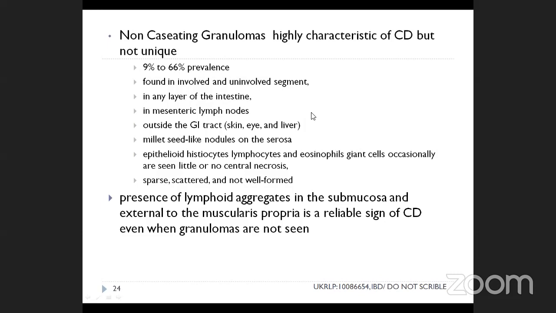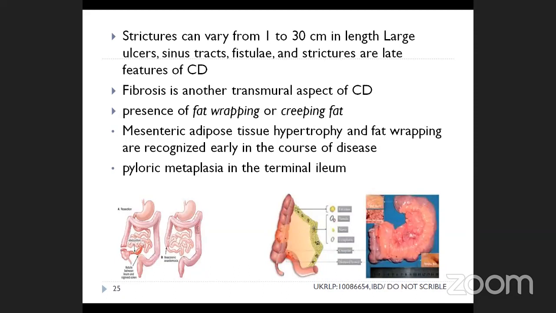And coming on again to the gross pathology of Crohn's disease, strictures and fistulas are the classical feature. The strictures can vary from 1 to 30 centimeters in length, and there can be large ulcers which can be seen in the intestinal lumen. There can be sinus tracts. There can be fistulas between two intestines or between any structures in Crohn's disease, and the strictures are usually late features of Crohn's disease.